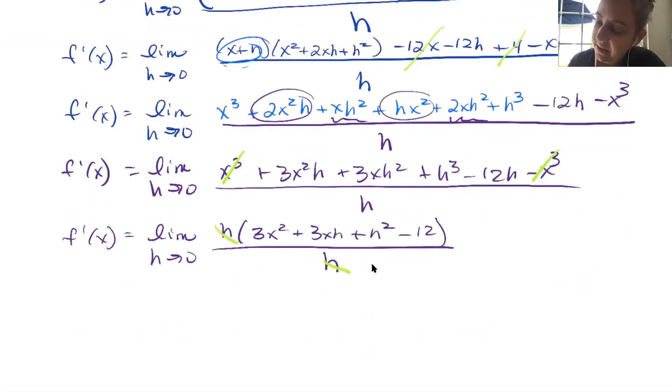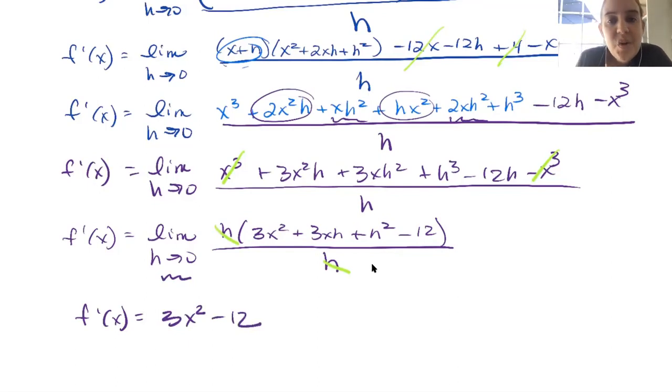Now, don't forget the last step. H is 0. So this is going to be 3x squared. Those two terms that still have h's drop out, minus 12. When I see you again, we're going to be able to solve this whole problem.